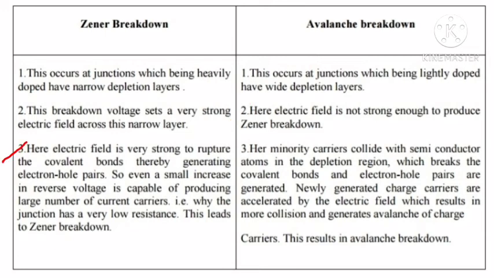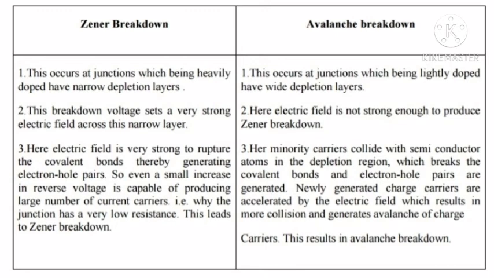See the third point on the left side. Here, the electric field is very strong, strong enough to break or rupture the covalent bonds, thereby generating electron hole pairs. So even a very small increase in the reverse voltage is capable of producing a large number of current carriers, that is the electron hole pairs. That is why the junction has a very low resistance. This leads to Zener breakdown.